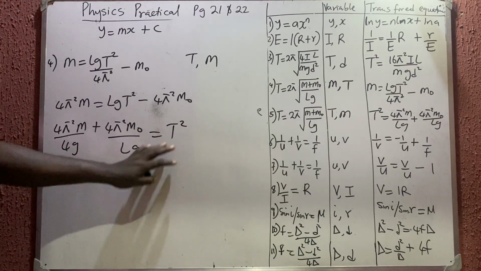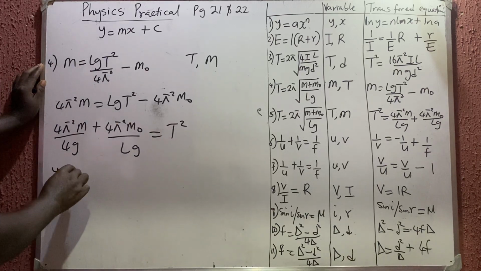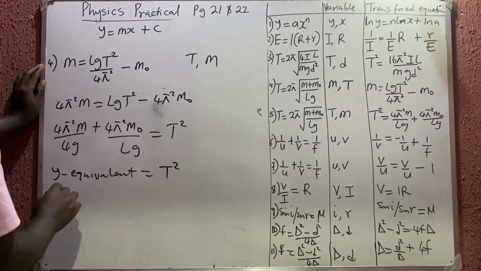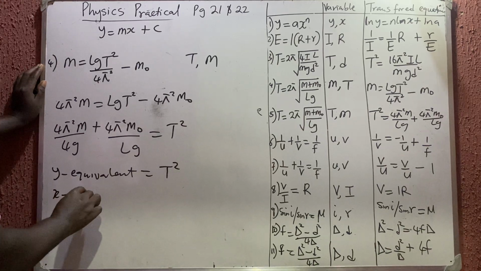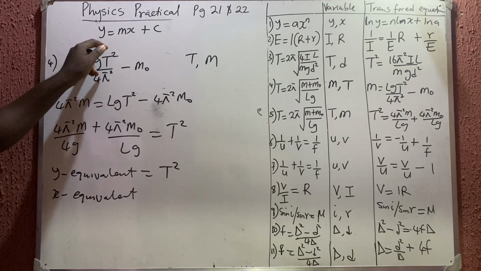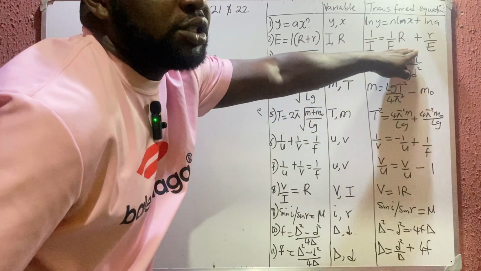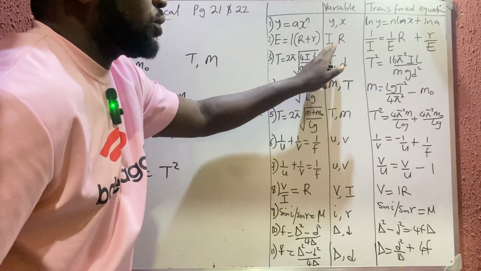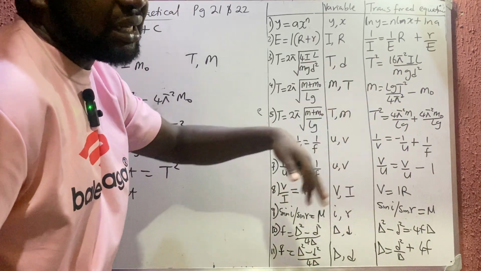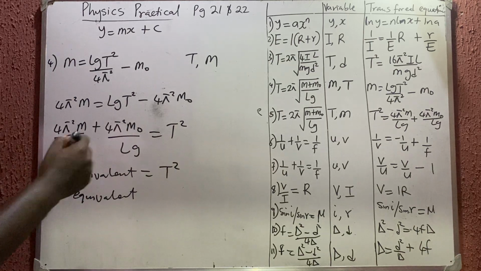Now from here, you can now compare. You have made the t squared subject, so you now say that your y equivalent will now be t squared, while your x equivalent, you know, the one that is y is the one that you must make subject of the formula. Even if we are not given this transformed equation, we will use this to transform this into this by making t subject of the formula. That is as simple as that. In case you are not given the transformed equation, you can transform it by yourself.